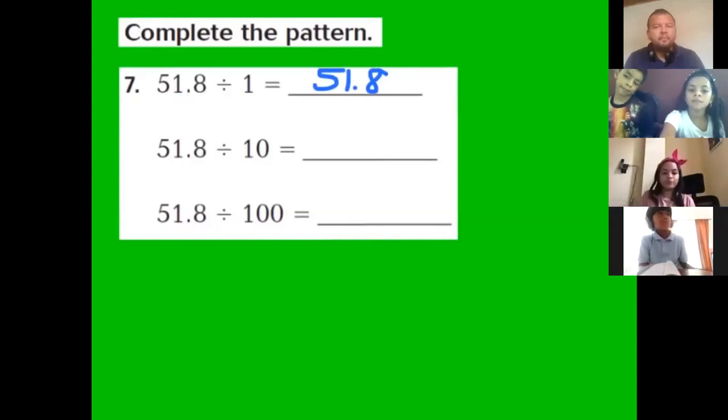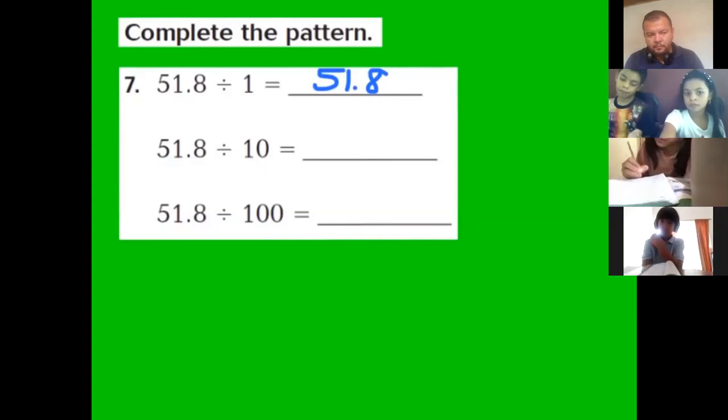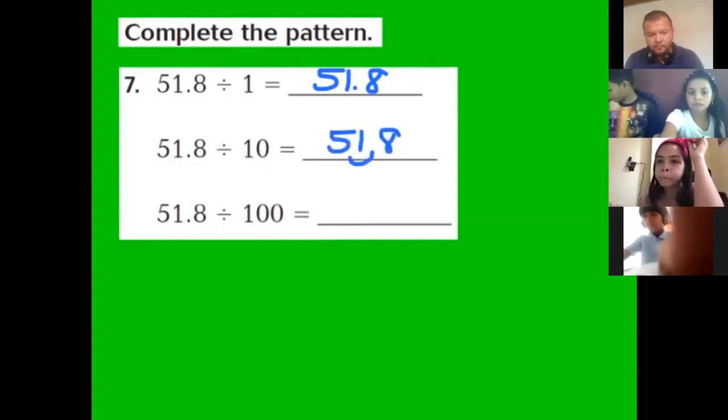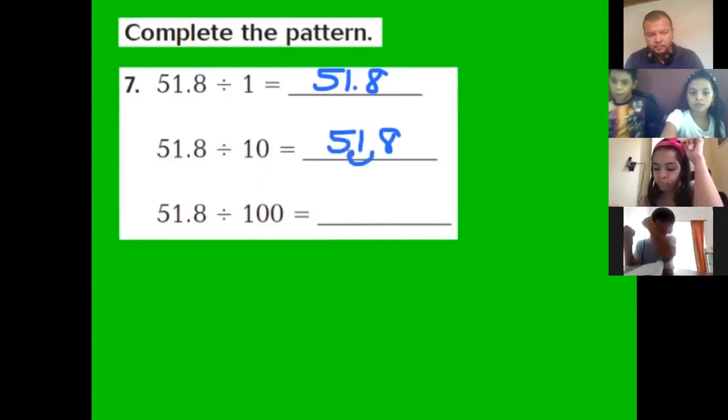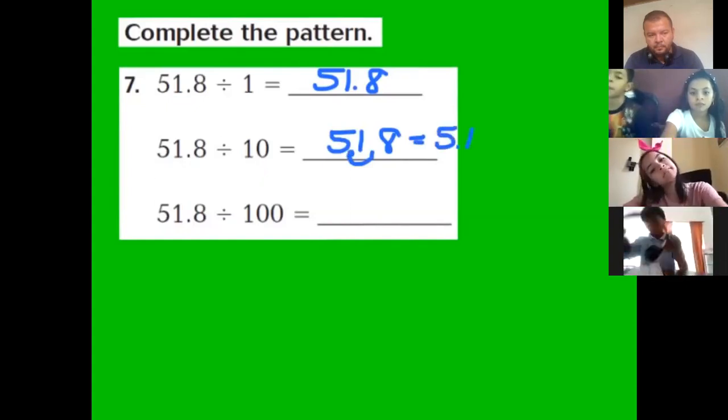Now, take a look at the second part in our pattern. We have 51 and 8 tenths being divided by 10. Well, in a 10, there is 1 zero. So what that means is I'm going to have to move my decimal point one place to the left. So I'm going to come over here and write down my 51 and 8 tenths. And I'm going to move that decimal point one place to the left so that it now falls in between the 5 and the 1. So our answer now turns out to be 5 and 18 hundredths.